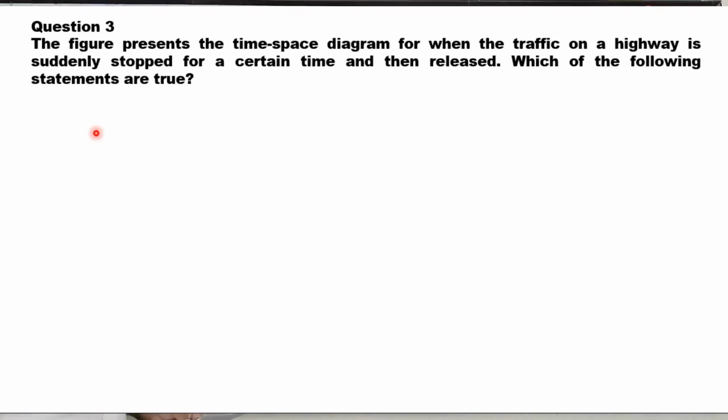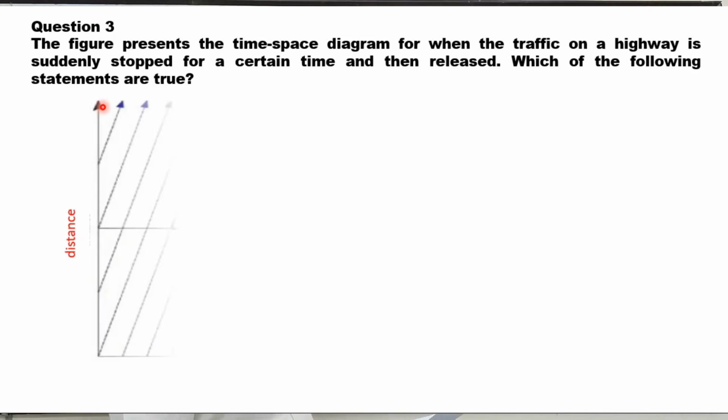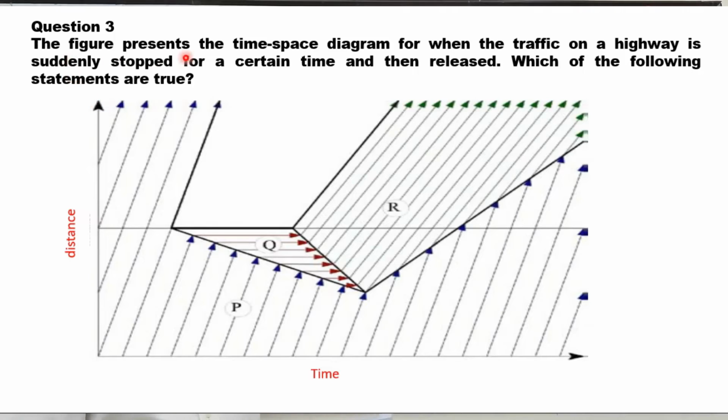The third question is typical. Here a figure is given and the figure is like this. It presents the time space diagram for when the traffic on a highway is suddenly stopped for a certain time and then released. Which of the following statements are true? Now look at this time distance diagram carefully. Initially the vehicles are moving at a normal speed. Suddenly it is stopped. Now the stoppage may be because of a traffic signal or because some accident has occurred on the road.